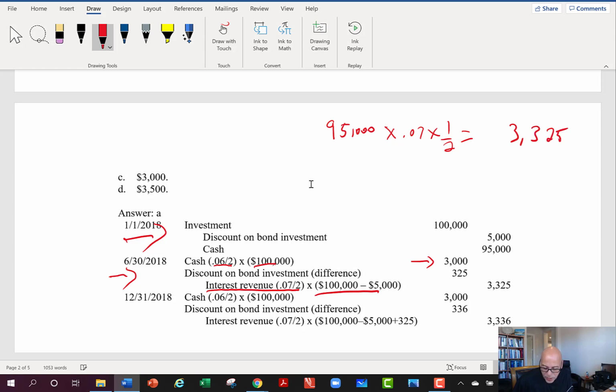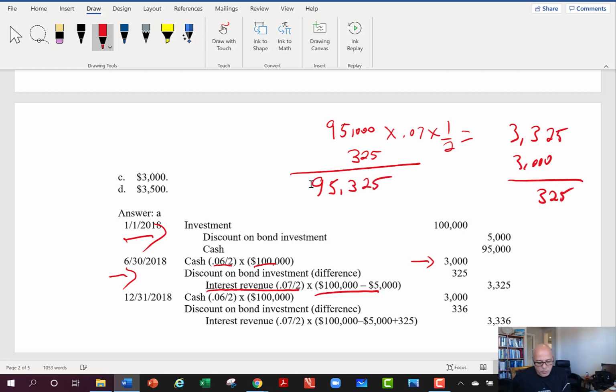$3,325. Now, if you pay $3,000 cash, that means you have amortized that discount, what? $325. And remember, we take discount amortization and we add it to that previous carrying value. So now we've got $95,325 as my carrying value for the next 6 months. So now what do I do? Well, again, I'm going to multiply that times 0.07 times 1/2 to get my December 31st interest.